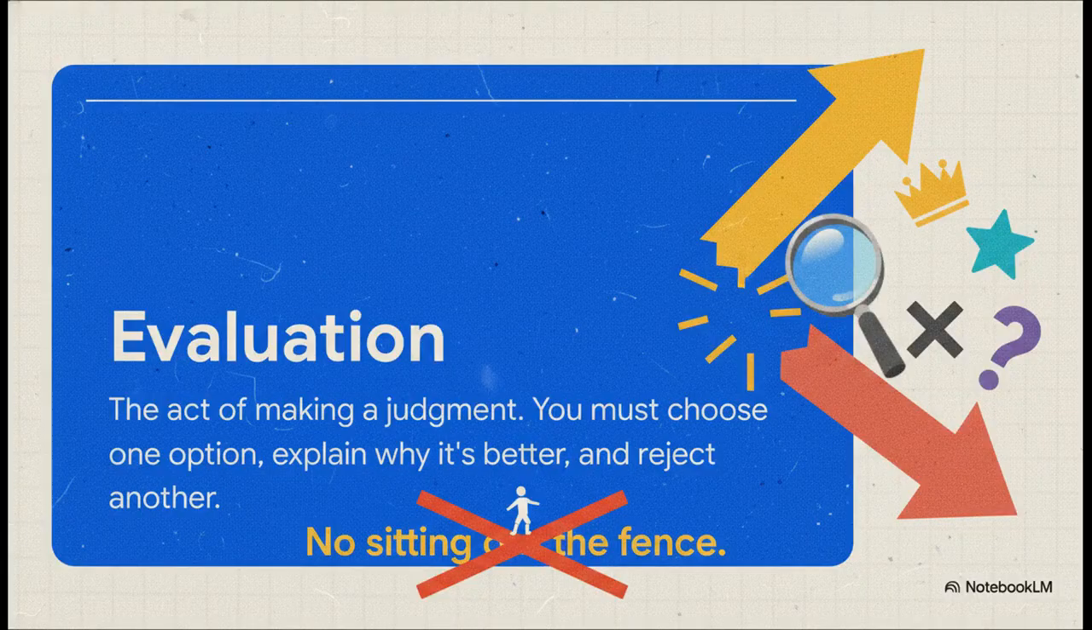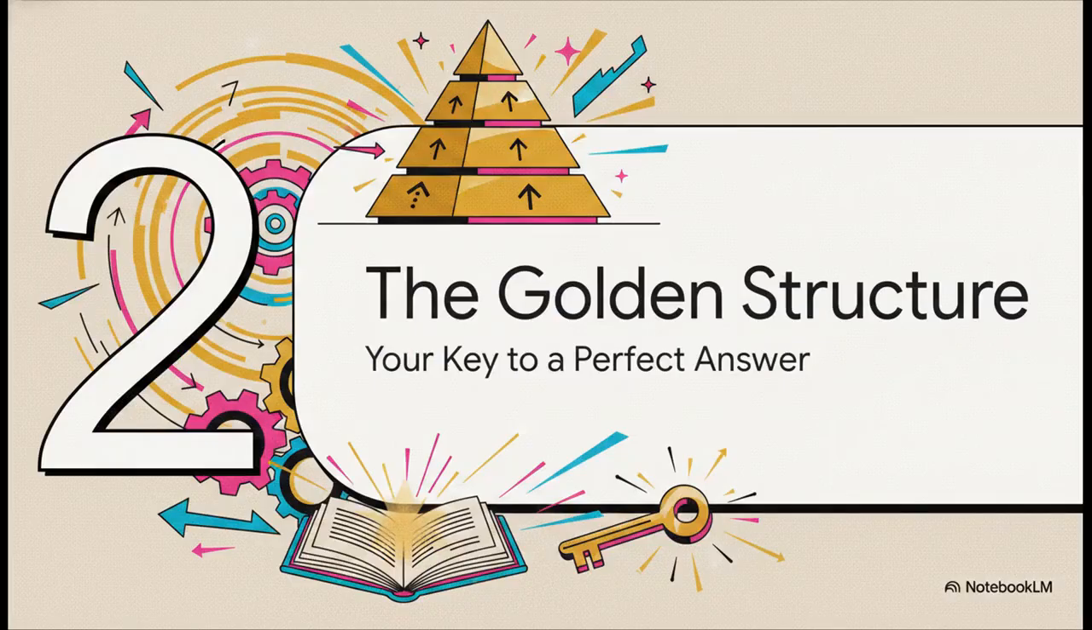Think of it like this. The examiners want you to put on a manager's hat. You've got options, and you have to make a call. That means you have to pick one side, explain exactly why it's the smarter choice, and, this is key, explain why the other option isn't as good. There is absolutely no room for sitting on the fence here. You have to commit. So how do you do that every single time, without fail?